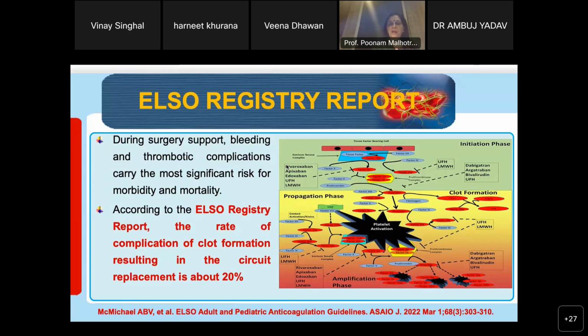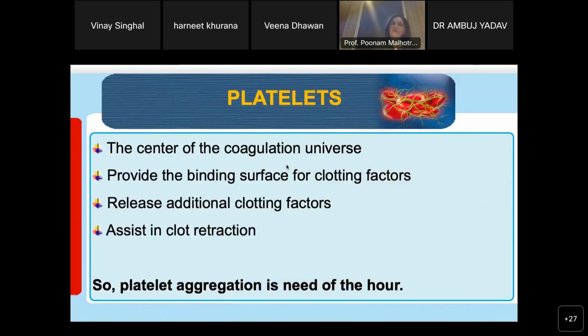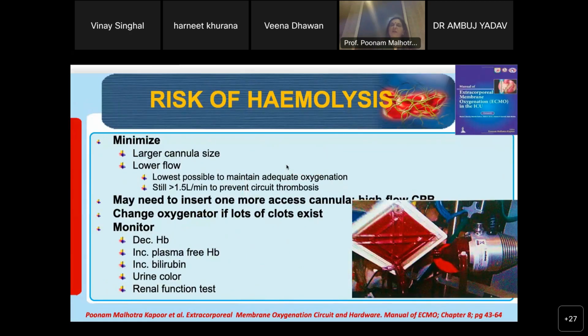Next, please. When we are seeing all this, let's also remember that while we were doing platelets and platelet aggregation, good platelet aggregation is the need of the hour. These platelets also help in clot retraction. We have seen a risk of hemolysis.